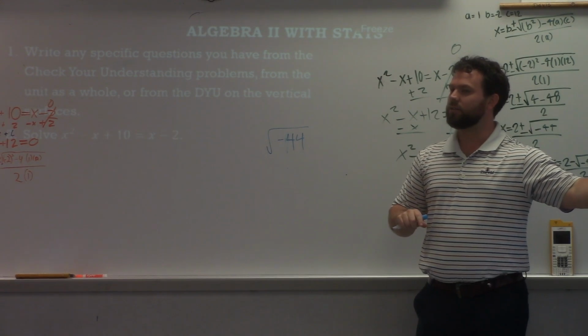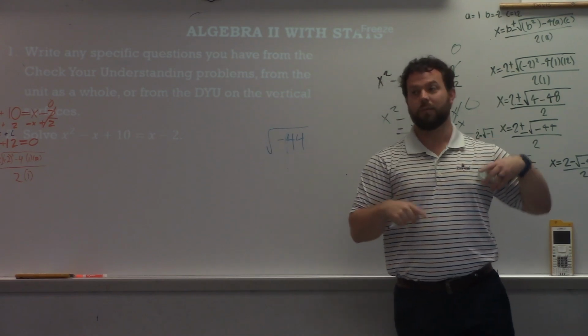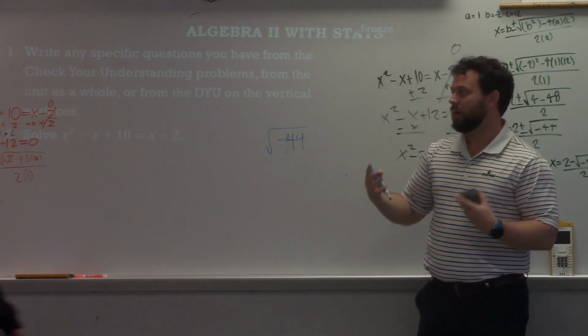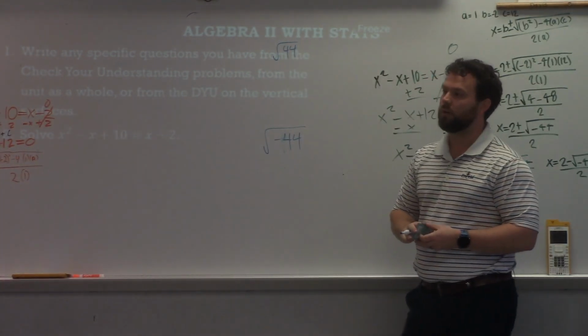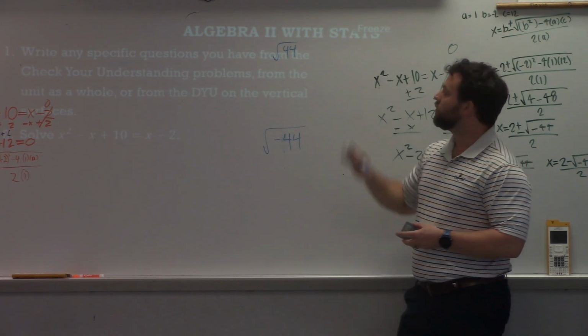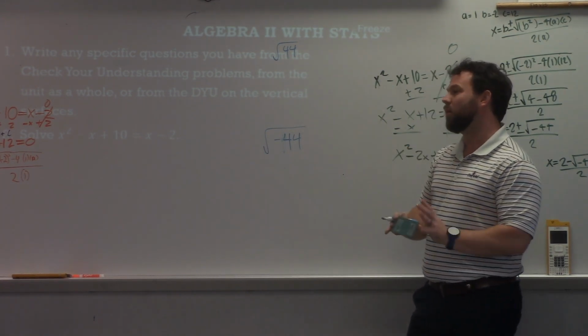There's an i, so it's going to be called imaginary. Remember, if there's an i, it's going to be what? Imaginary. Now, if I have just the square root of 44, that would be what? Irrational, right? Just the square root of 44 would be irrational, but that's not what we have. Square root of negative 44.